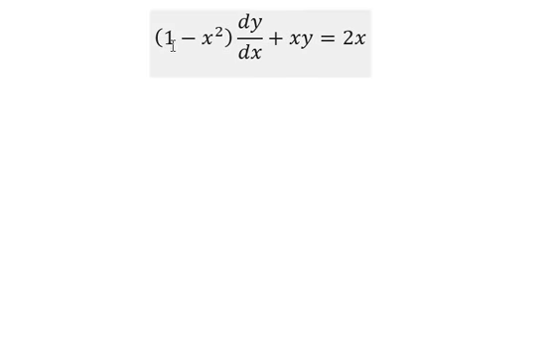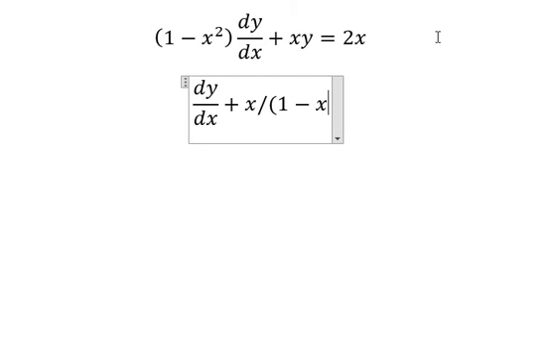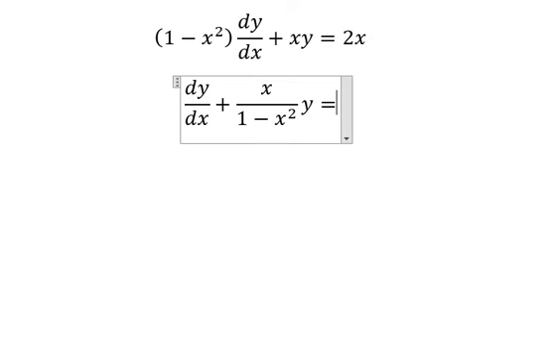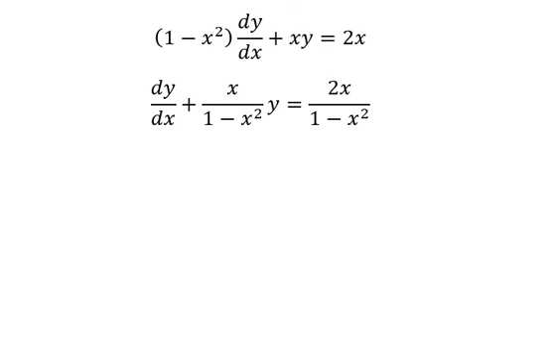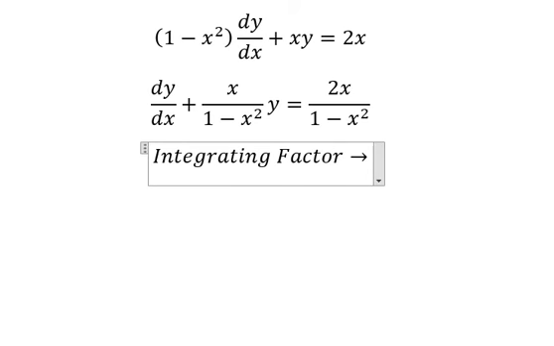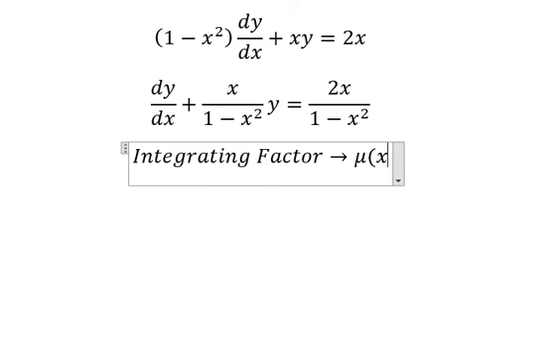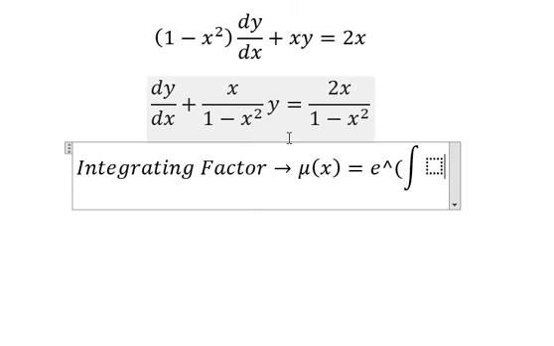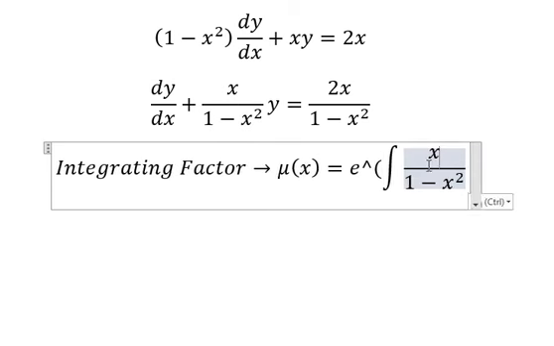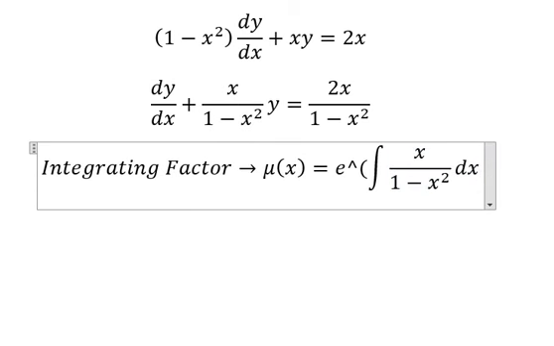We need to divide by 1 minus s squared. Next, we have y and the first derivative of y. We can use an integrating factor. So I will put mu of s equals e to the power of the integration of this one next to y. That's the integrating factor.